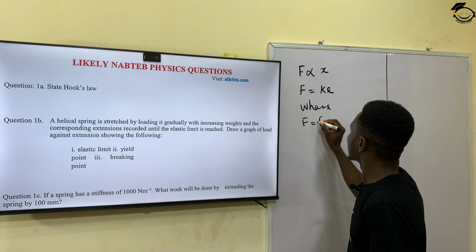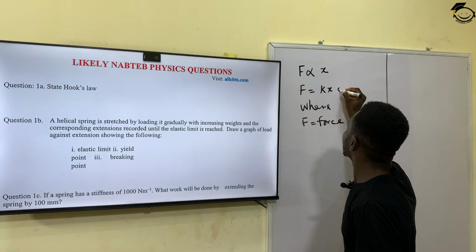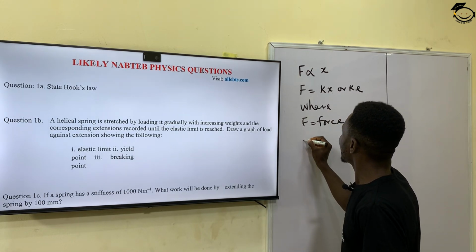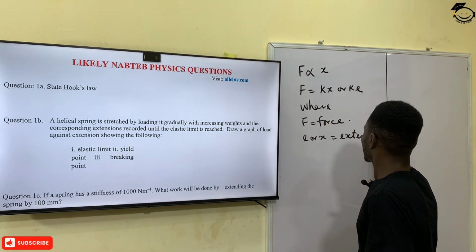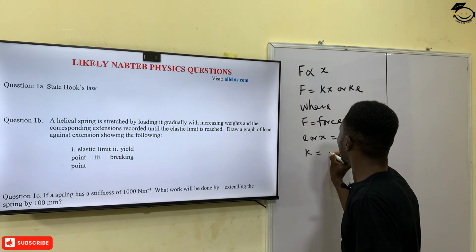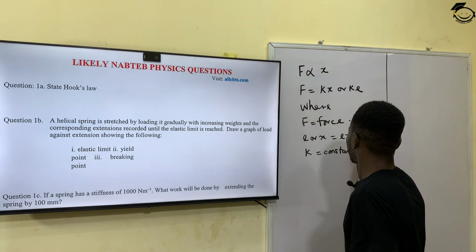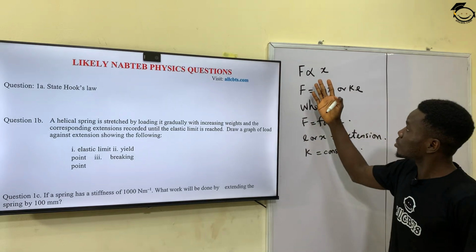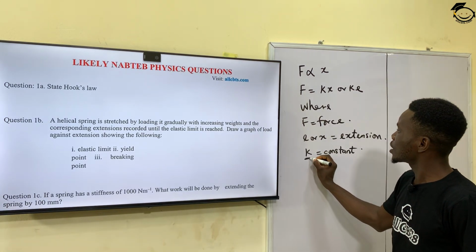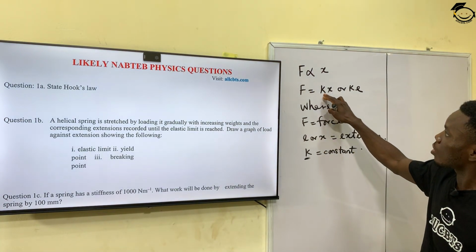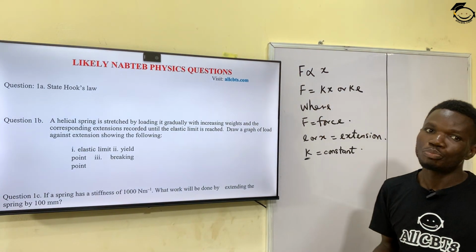F is force, KE, or you can also say KX, this can also be written as KE, where E or X is extension, and K is my constant. So when you are solving for Hooke's law, our Hooke's constant here is K, because we are using it as our constant in this particular word explanation for Hooke's law, which was stated by Robert Hooke.